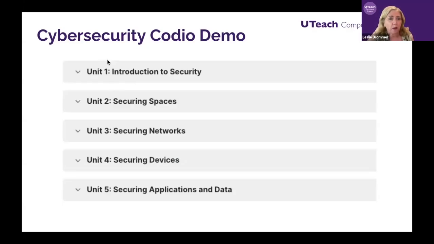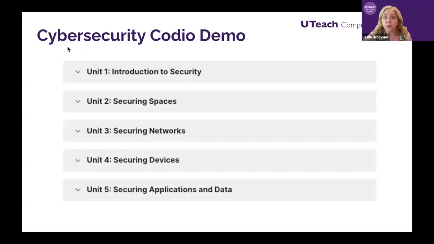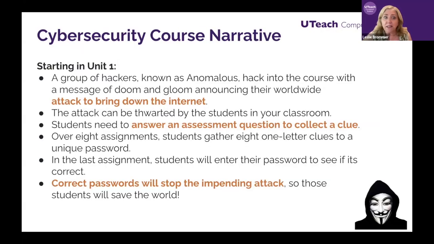Will you go to the slide about the narrative, Marie? There we go. Along with this project-based instruction, we do have unit projects in units 2 through 5. Unit 1 is a little different because we are introducing the narrative to the students. The course narrative is that a group of hackers known as anomalists hacked the course with a message of doom and gloom, announcing their worldwide attack to bring down the internet.